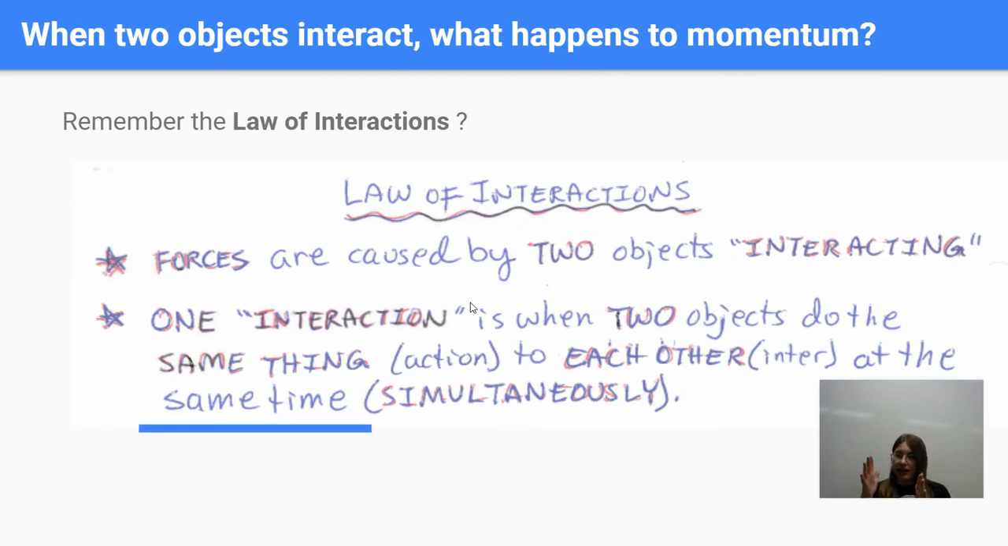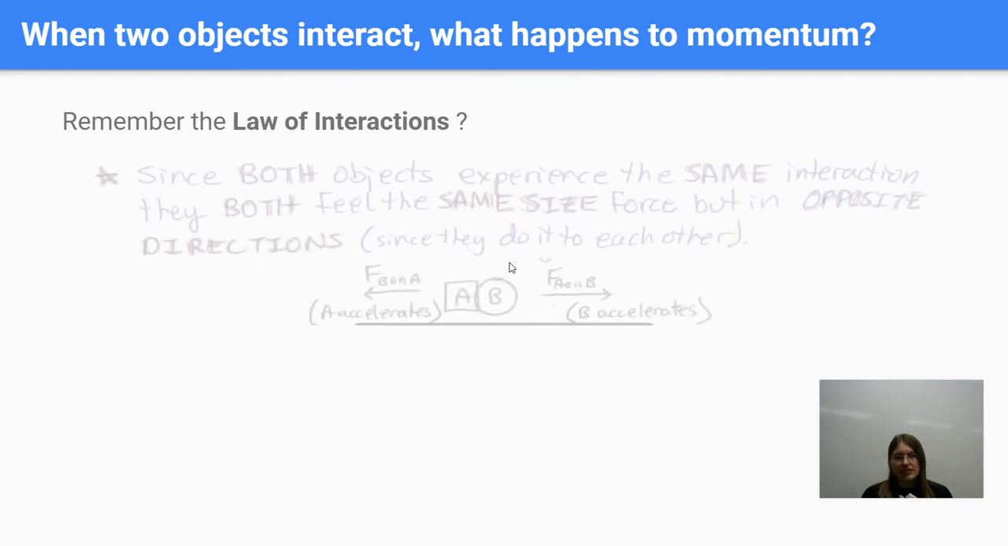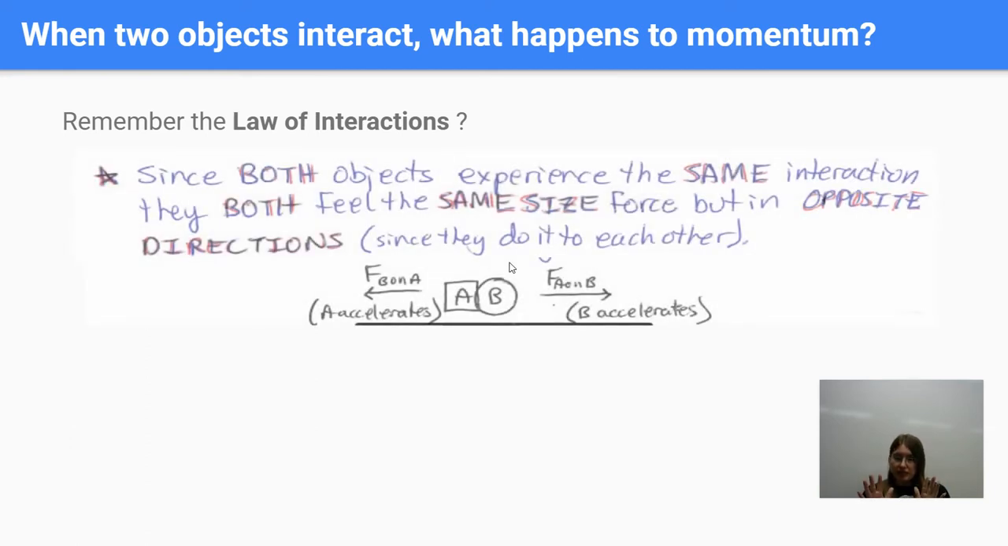Just like I can't touch the desk without the desk touching me, I cannot touch the desk longer than the desk is touching me. We have to touch for the same amount of time. Also, from the law of interactions, we know that both objects are experiencing the same interaction, so they feel the same size force, remember, but in opposite directions, so a push or a pull equal but opposite. So we have the force of A on B and the force of B on A in opposite directions.